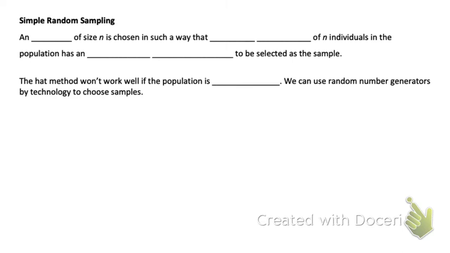An SRS, this is the actual definition of a simple random sample. An SRS of size n is chosen in such a way that every group of n individuals in the population has an equal chance to be selected as the sample. So, McKinney Boyd High School's population, 2,615. I want to select 100 students. Every grouping of 100 students has to have an equal chance to be selected. How many groupings of 100 students are there? A whole lot, okay?